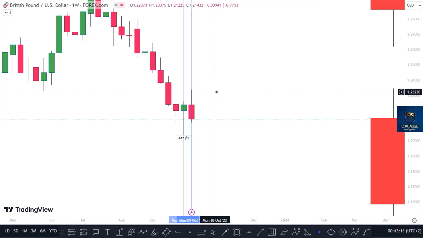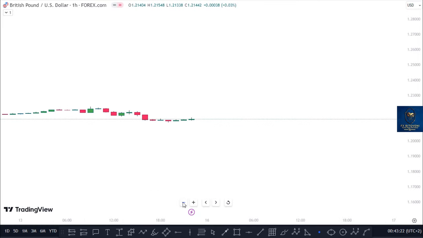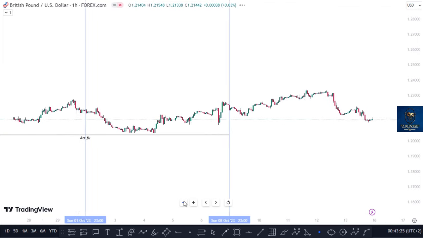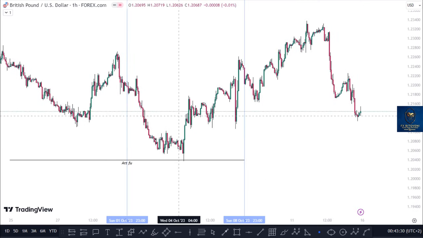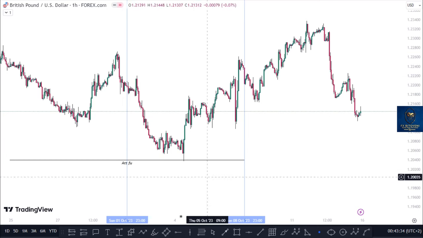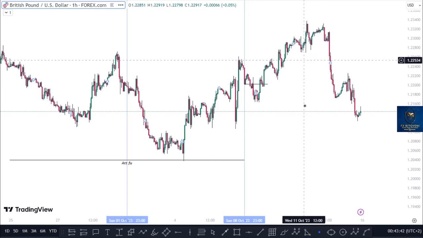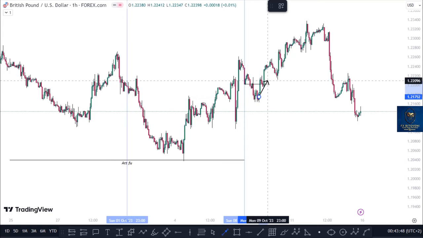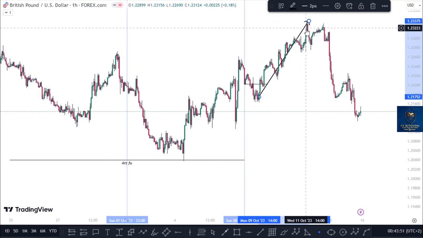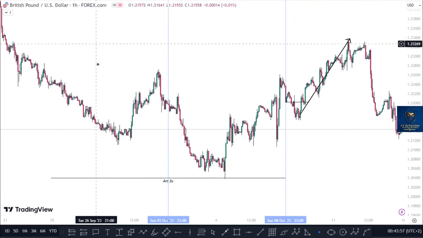So we are on weekly time frame. If you go, for example, to 1 hour, you can see this is the candle that manipulated and it closed here. This was the close here, and a new one opened here. So we expect a new candle to be bullish. That's why you have a bullish move here, and it reached our area of manipulation.